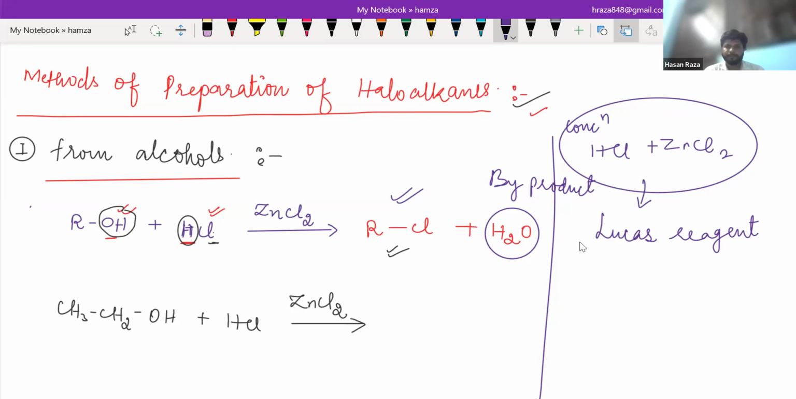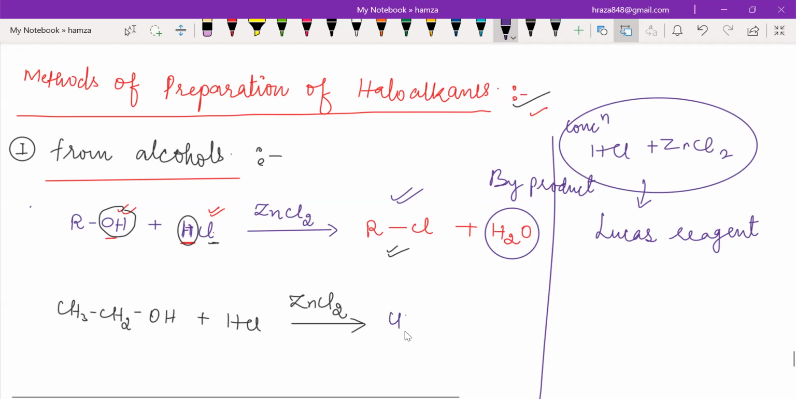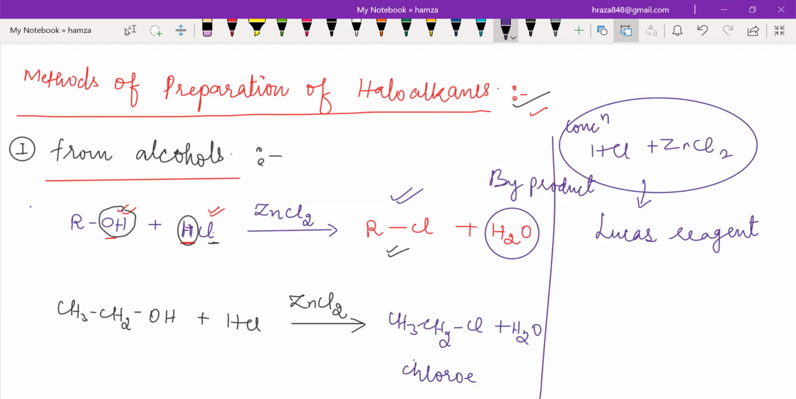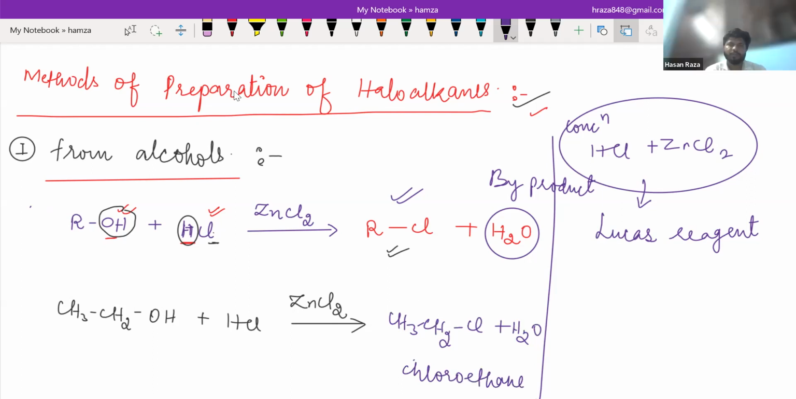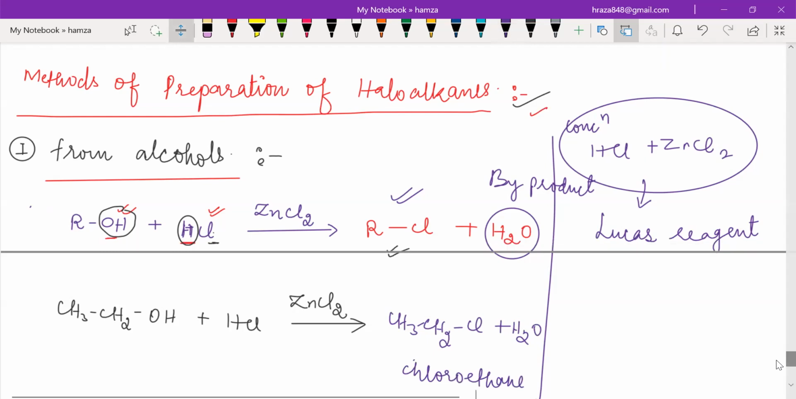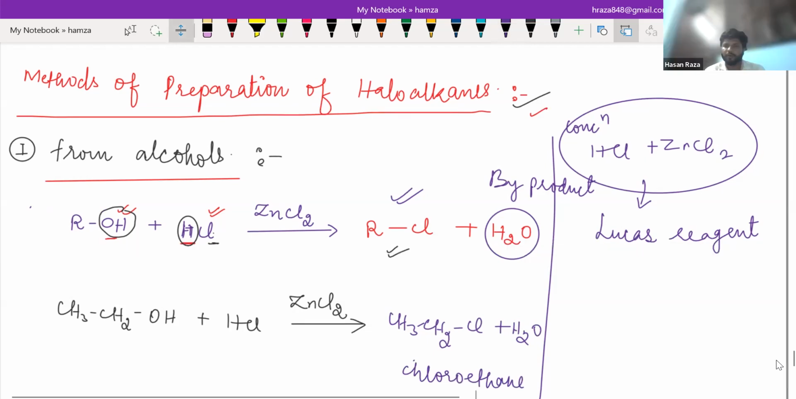Any answer? CH3CH2Cl plus H2O. CH3CH2Cl. This is very easy. Plus H2O. Yes. What is its name? Chloroethane. Yes, sir. Chloroethane. Yes or no? Everyone done with this? Yes, sir. Sneha, Hamza, Fatima, please do respond.